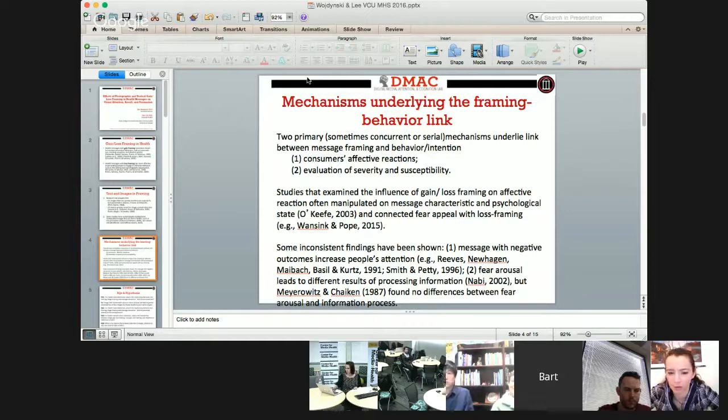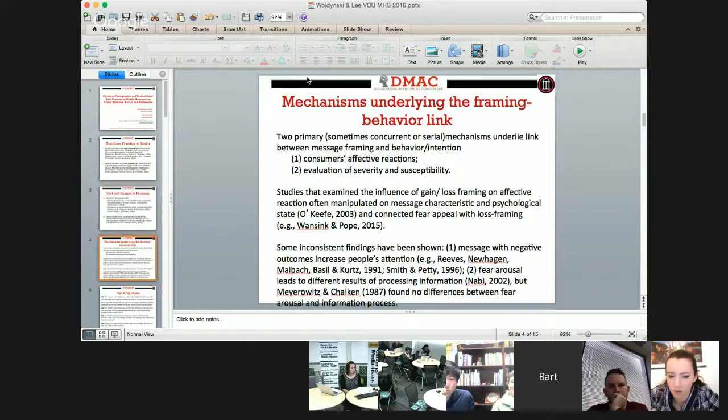And also, we know the purpose of every health message is to persuade people to change their behavior and also influence their intention. So when we look at the link between message framing and behavior and intention, we found there are two primary mechanisms shown in the studies. The first mechanism is affective reaction, such as people feeling fear. The second mechanism is that people evaluate the severity and susceptibility. For the affective reaction, most studies manipulate the message characteristics and psychological states, and they also connect fear appeal with loss framing.